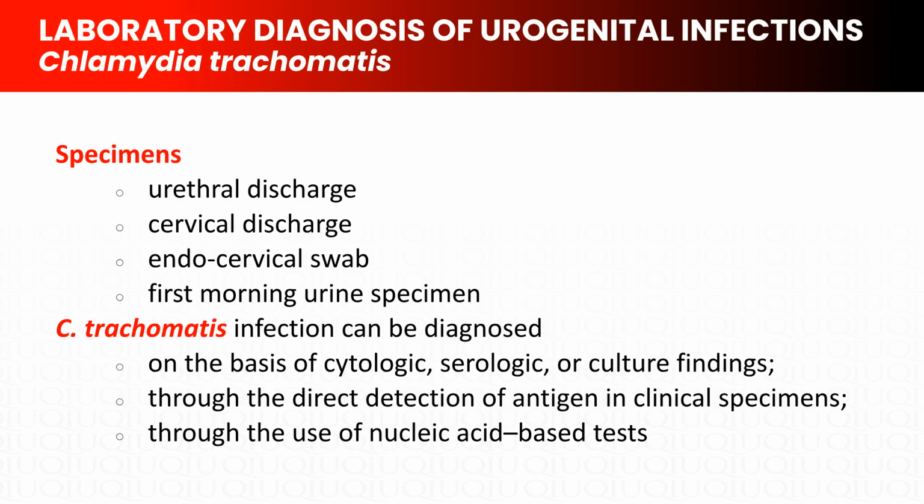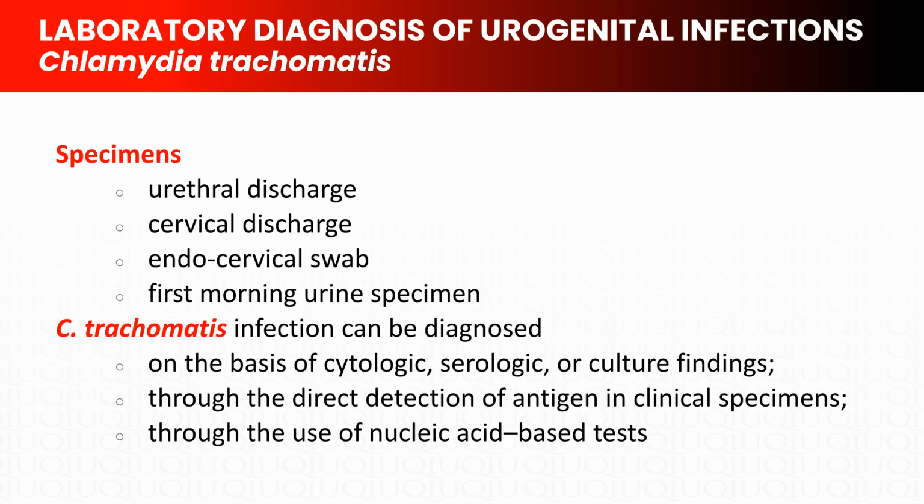In men with urethritis, we can collect urethral discharge directly, though this requires inserting a swab into the urethra, which is uncomfortable for the patient. A much more patient-friendly option is collecting a first morning urine specimen. Chlamydia trachomatis is shed into urine, particularly in the first void urine, which makes this an excellent non-invasive specimen type, especially when using molecular diagnostic methods.